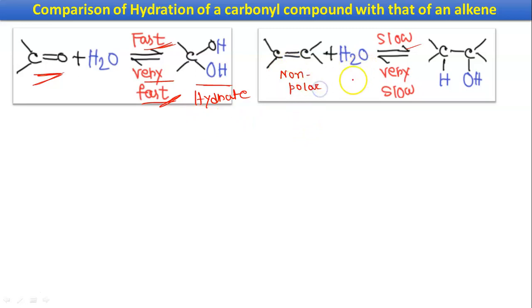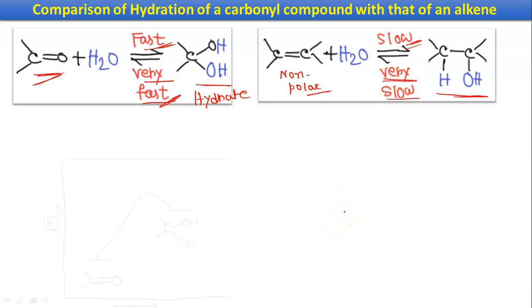so the attacking tendency of H2O will be less. So here activation energy is high compared to carbonyl, here activation energy is high. That is why the reaction is slow. But once the hydration product is formed, now this product is thermodynamically more stable compared to the initial alkene compound. So that is the reason now the activation energy will be very, very high. So the backward process is very slow.